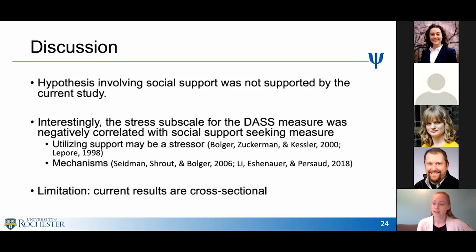And one possible mechanism that's been presented in the literature is that it may reduce one's own self-esteem to admit to needing help. However, the results of the current study are solely cross-sectional, and therefore no inference about directionality or cause can be made.